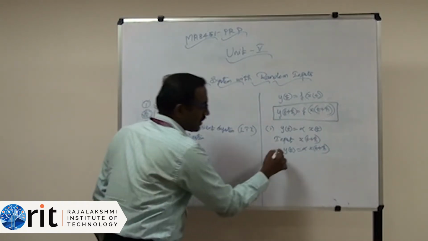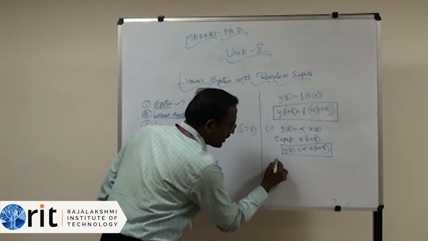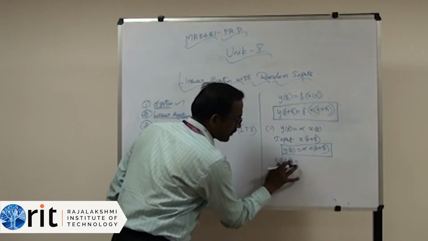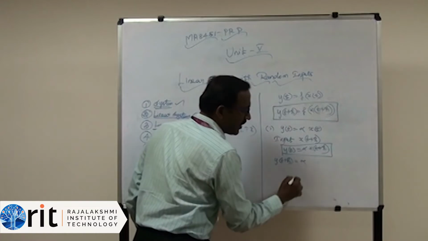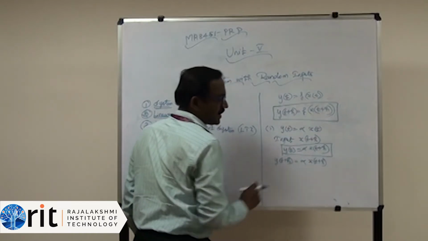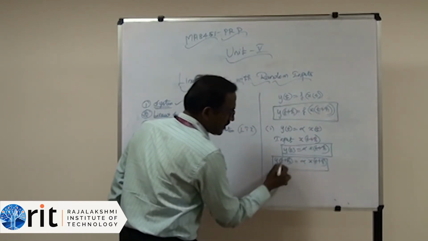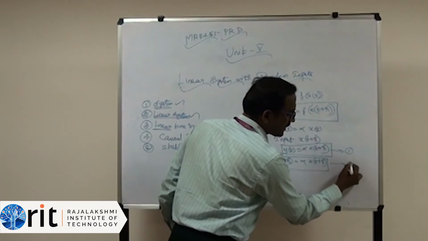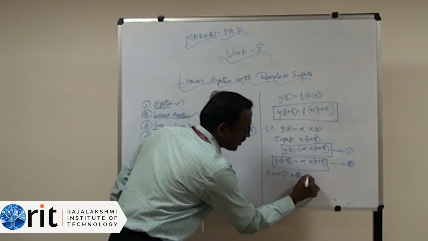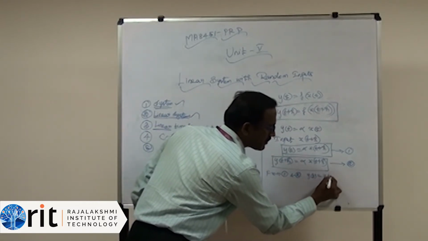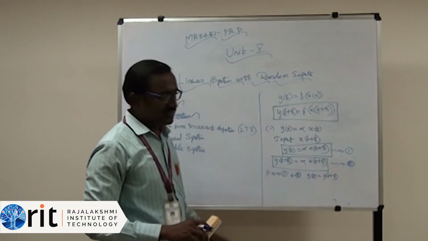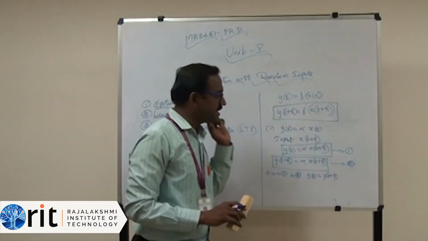That is the input. Now I would like to change the output, y of t plus h. y of t plus h is equal to alpha into x of t plus h. That is, replace t by t plus h. From these two, this is 1 and this is 2. From 1 and 2, y of t equals y of t plus h. Therefore, the system is a time invariant system because both are the same.